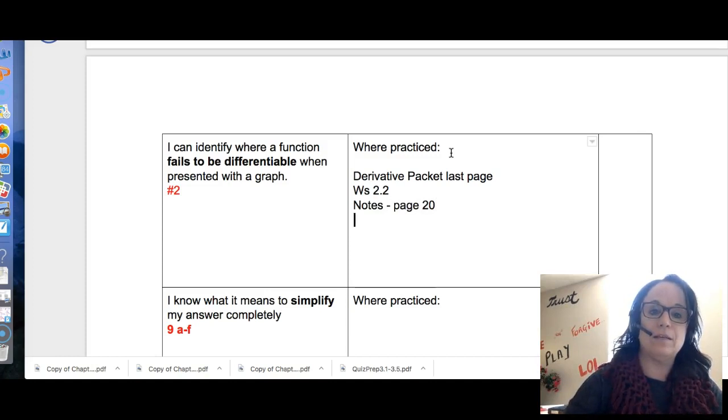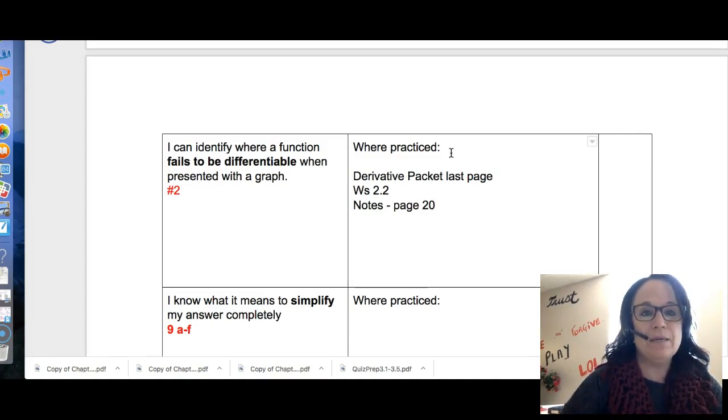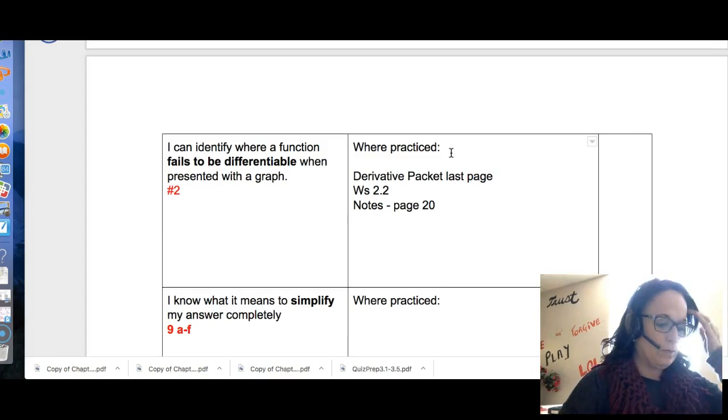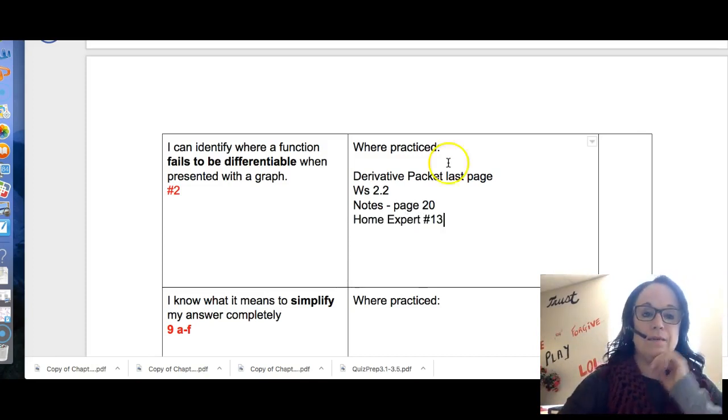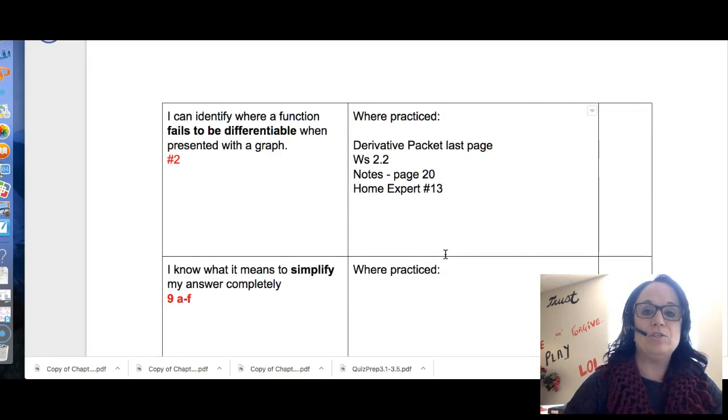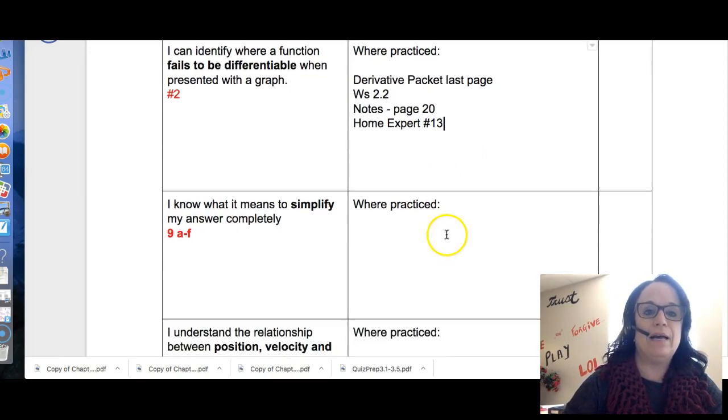So if you want to take a look at them there, if you're like, I remember that it's not differentiable at a cusp and at a vertical tangent line, but what's the third place? Then go look at your notes on page 20. And then also in Home Expert, number 13 had a question about that. I think most of you should be very high on that one.